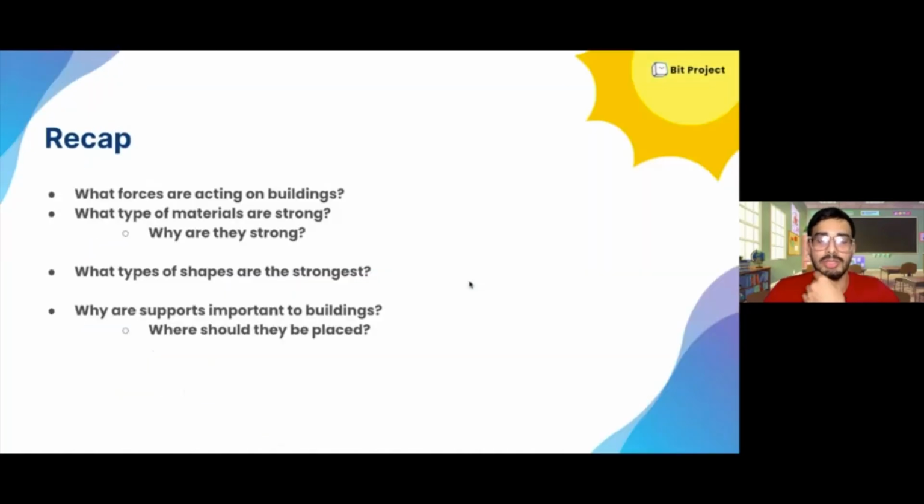So in the chat, type in what forces are acting on buildings and what are some forces that we observed in our building just now. If you have a particular force that you thought really impacted our building, or a force that's common, or going off that, we could think about what types of materials are strong and why they're strong. So you can type in the chat maybe a material you think you would use in the future for building your building.